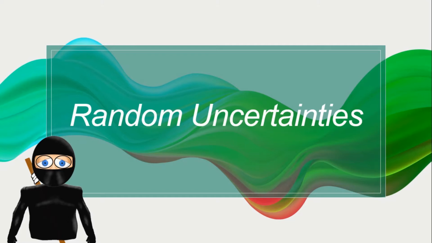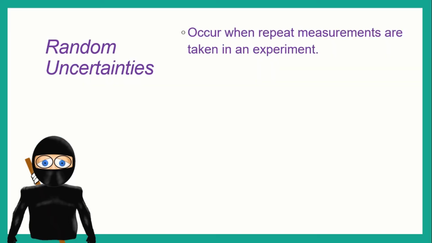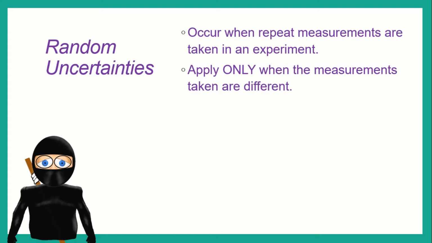We're going to start by having a look at random uncertainties. So what is a random uncertainty? A random uncertainty occurs when repeat measurements are taken in an experiment. However, they only apply when the measurements that are taken are different from each other. As in, you repeat an experiment or repeat a measurement and you don't get the same result each time.